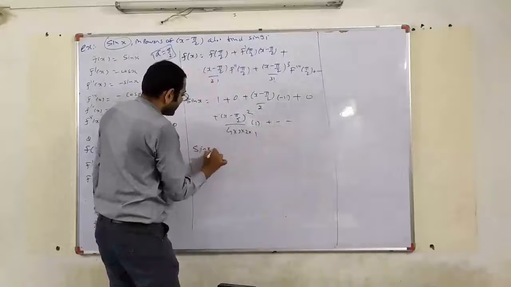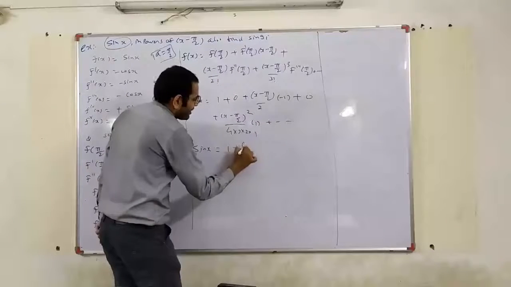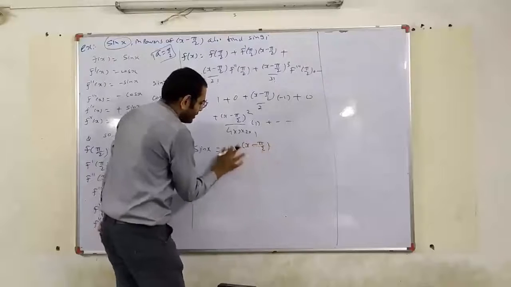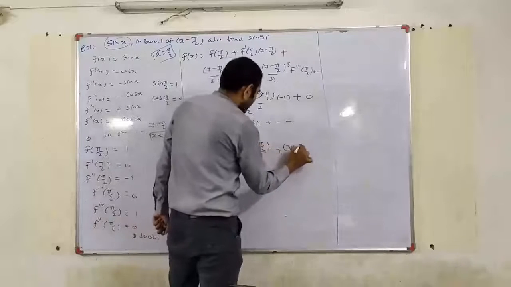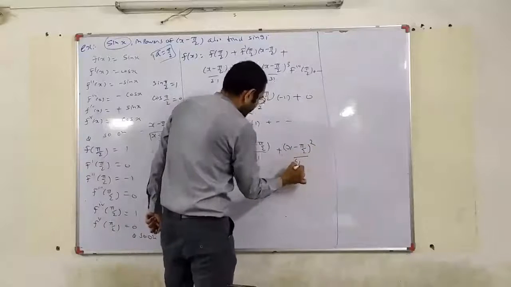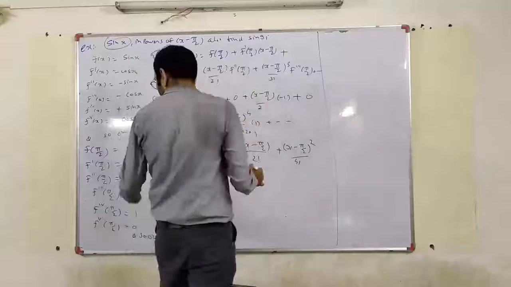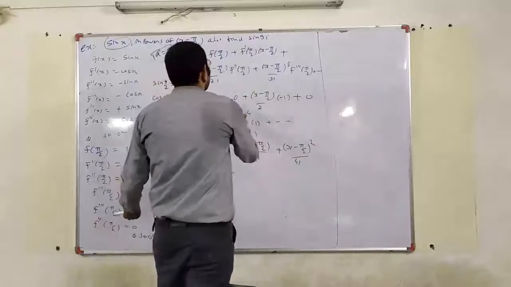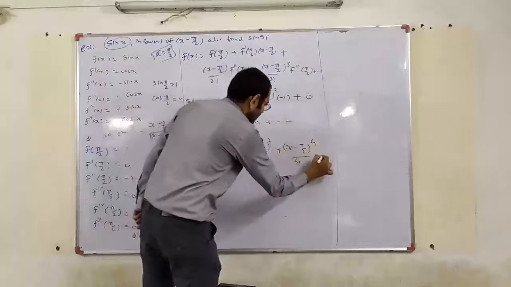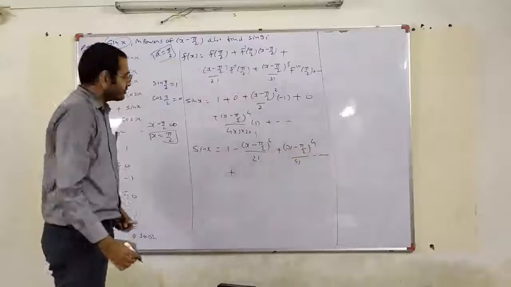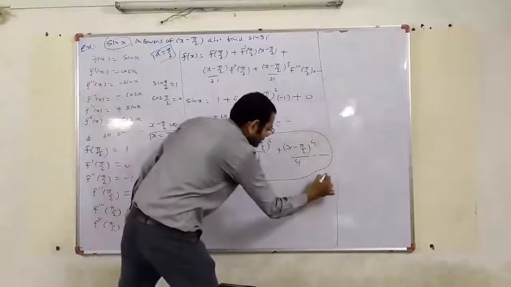Then we get the Taylor series of sin x in powers of x minus pi by 2: 1 minus (x minus pi by 2) whole square by 2 factorial, plus (x minus pi by 2) raised to 4 by 4 factorial, and so on. That is our equation 1.